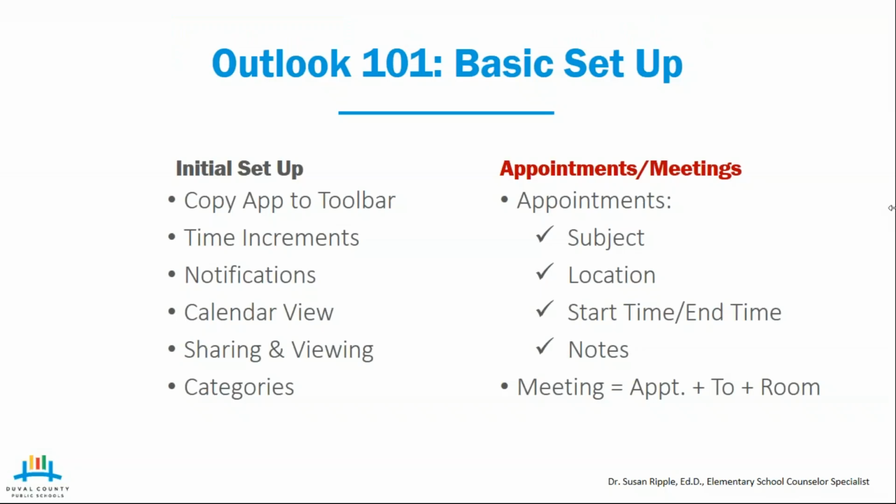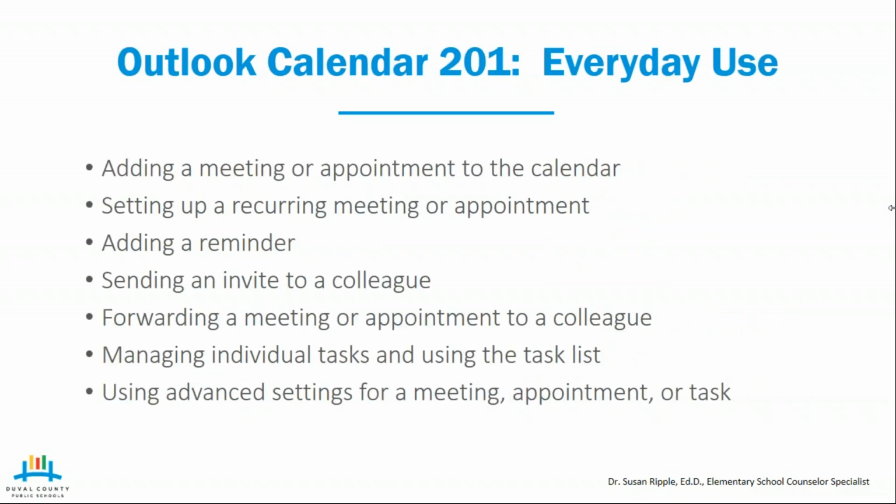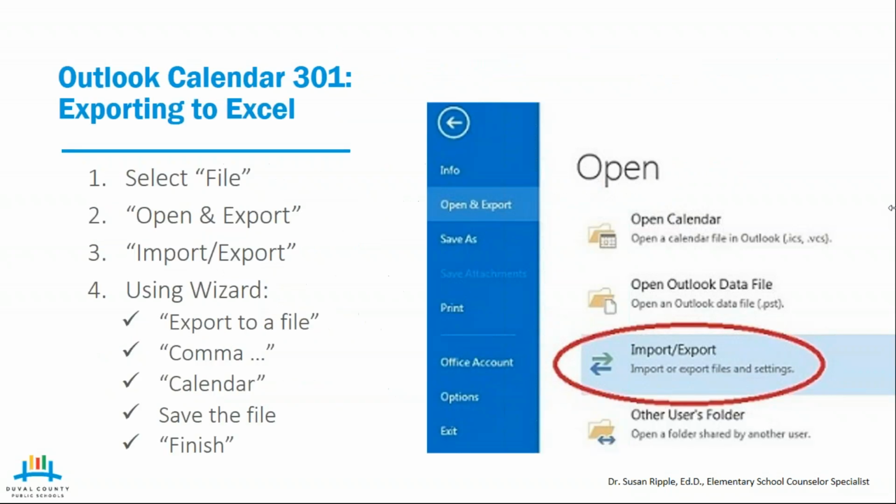And so these are the basics. Copy the Outlook app to your toolbar, time increments, notifications, how to view your calendar. You can share it and categorize. So pretty basic. Once again, just adding a meeting, setting up recurring meetings, reminders, etc. And so this is just a quick snapshot. We'll really work and walk through how to export.